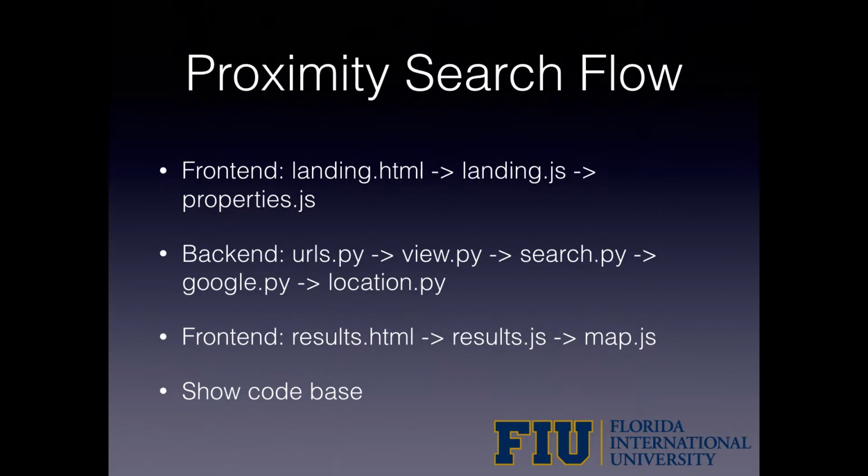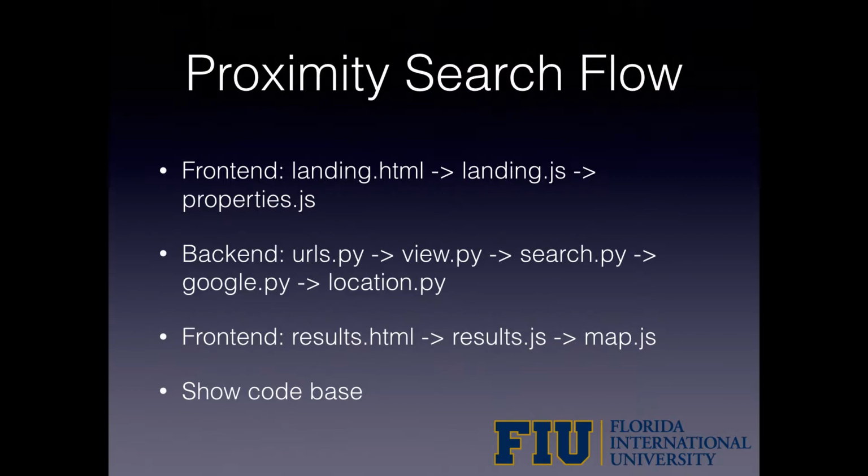And here's the proximity search flow. This is how all the files connect to each other in order. In the front end, you will first start with landing.html, then you move on to landing.js, and then you go on to properties.js, which has a function that connects to the backend, which tells the backend, can you please search for these properties? Once we're in the backend, we go to urls.py, which connects to view.py in the property view set that's in there, and then that connects to the search engine, which is search.py.